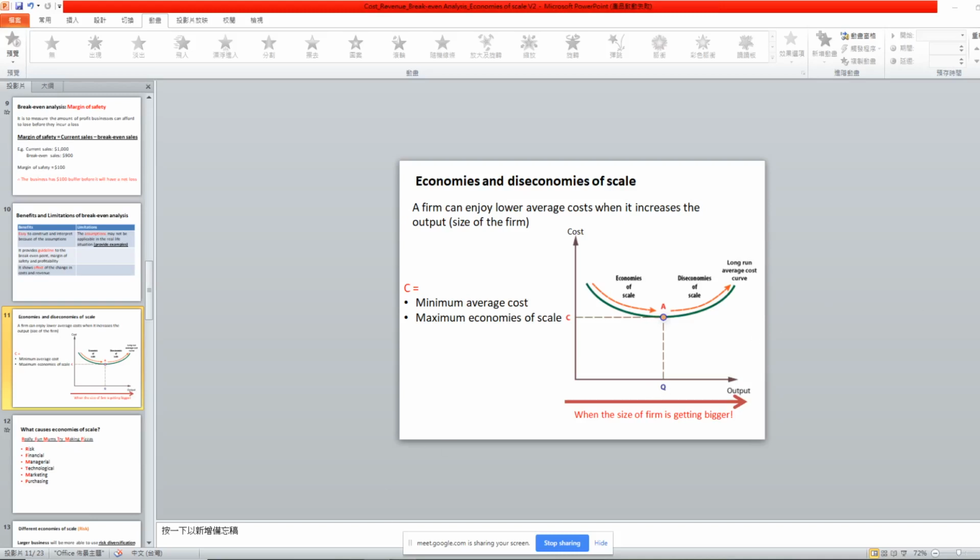Okay, all right. So last time, we just finished break-even analysis, and then we started to talk about economies of scale, and so today we are trying to finish the second part of this.